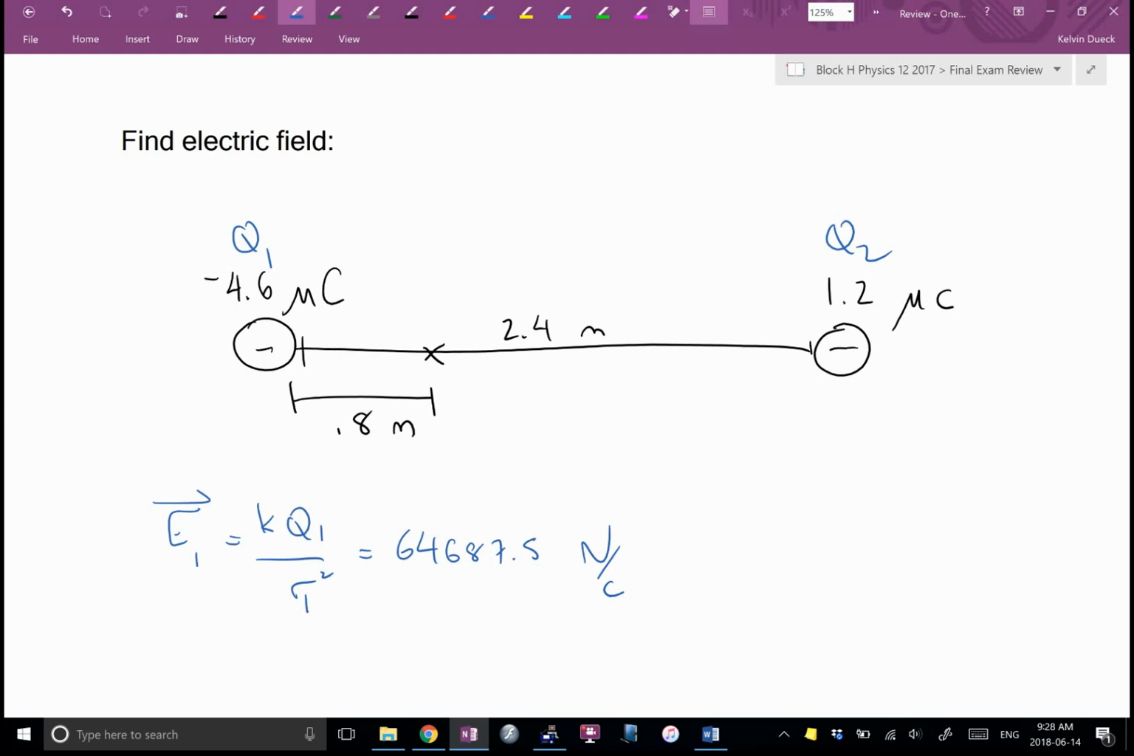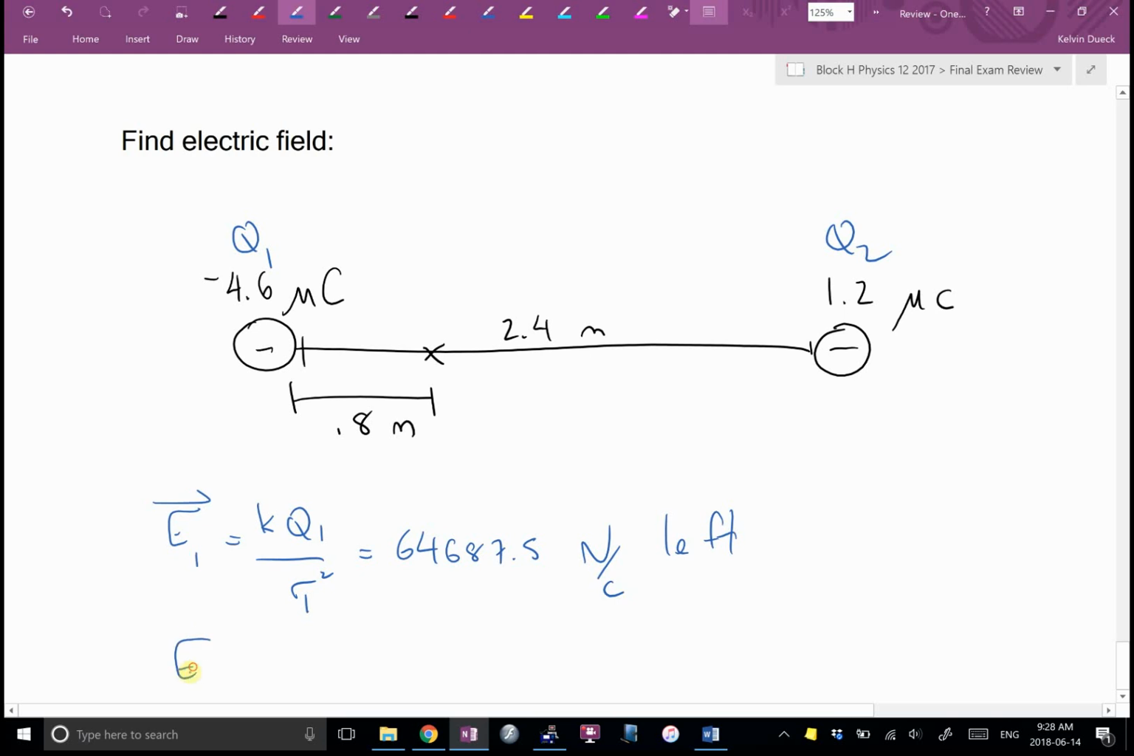Direction. What direction is the electric field from that? How do we figure out direction? It's which way would a positive at location x want to move because of that charge? Which way would a positive right there want to move because of that one? Because unlike charges attract.